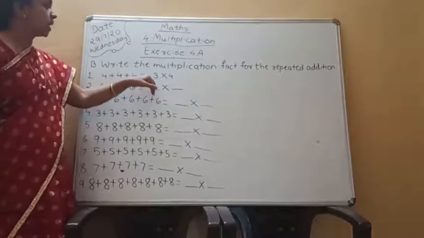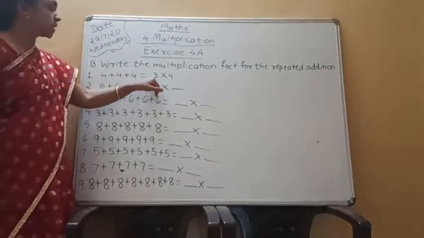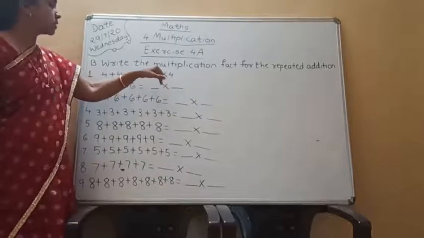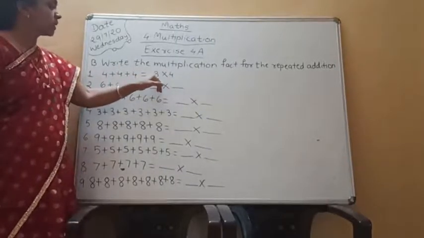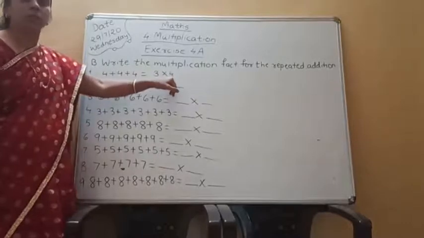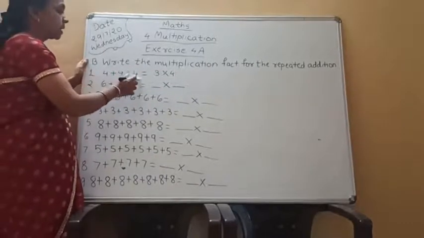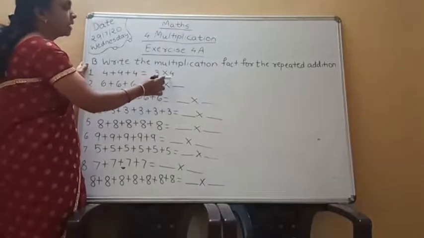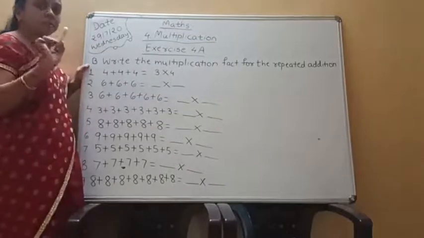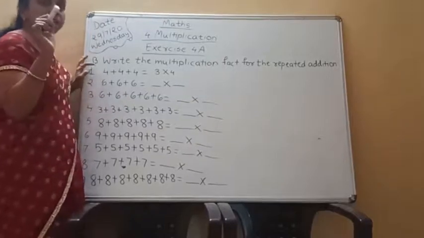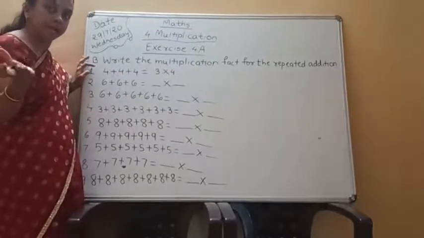12. Now see here, if we write it like this, 3 times 4, what is our answer? 3 multiplied by 4 is equal to 12. It means if we add like this or if we multiply like this, our answer will be the same. So we can say that multiplication is nothing but repeated addition.